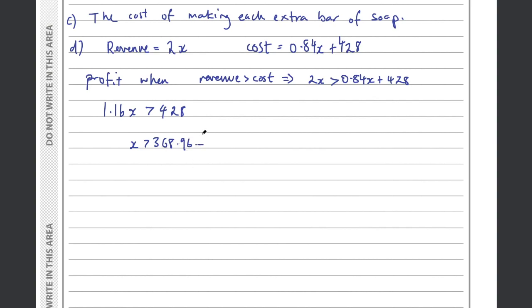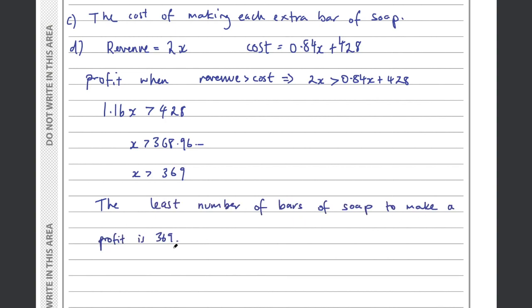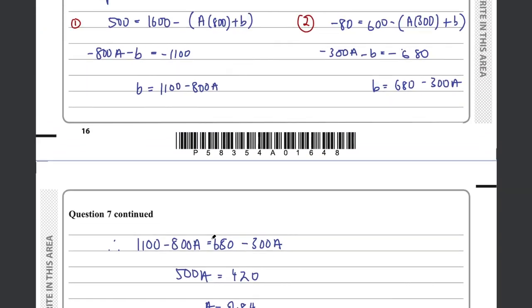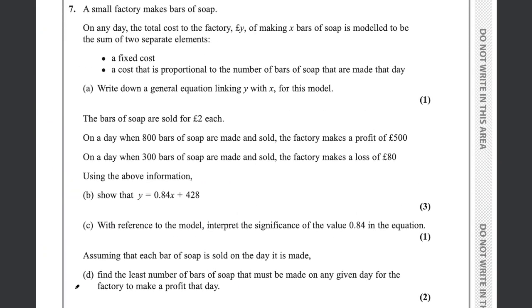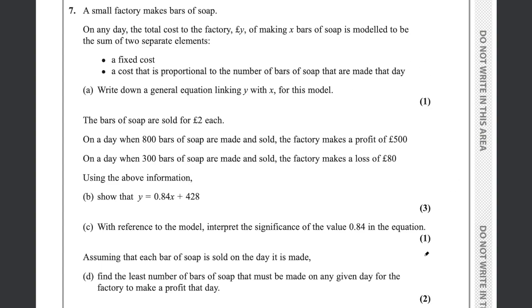And then think about what that means in terms of bars of soap. If x is greater than 368.96, well, we can't have 0.96 of a bar of soap, so we would want x to be greater than 369 to make a profit. So to answer the question, the least number of bars of soap to make a profit would be 369. So I would write that in a sentence to finish this off: the least number of bars of soap to make a profit is 369. And that was question part D for question 7, and that was a total of 7 marks.